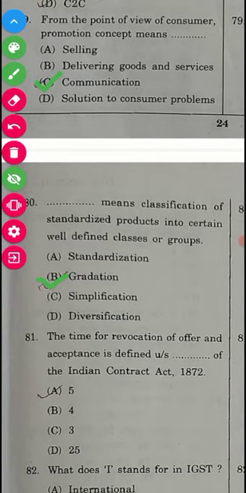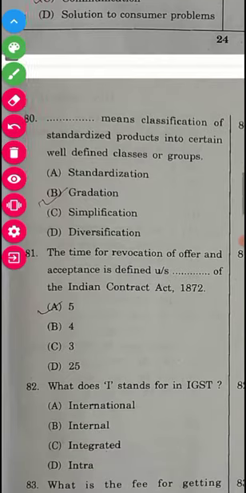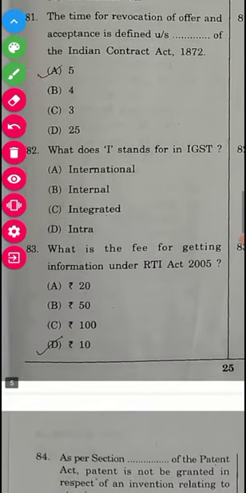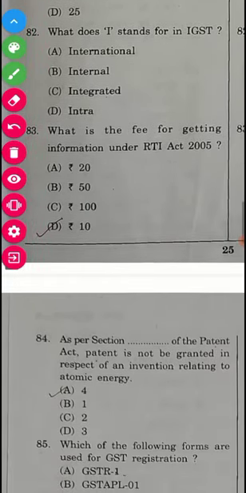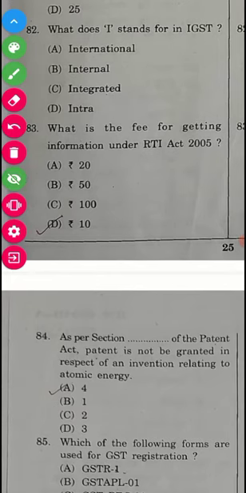Moving to the 81. The time for revocation of offer and acceptance is defined under section dash of Indian Contract Act 1872. So it is given in the section 5 of Indian Contract Act. Over there we will be having the clear information regarding the acceptance or revocation of offer and other things.